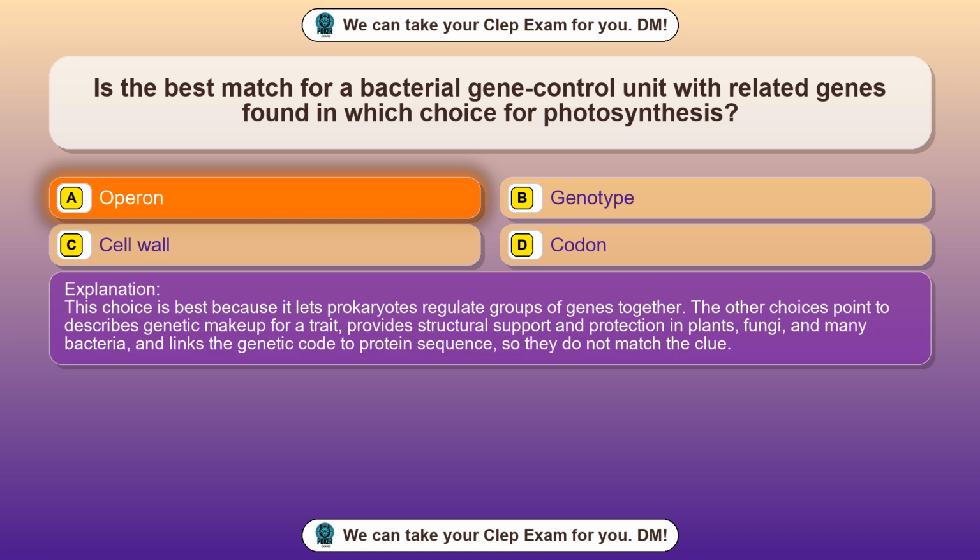This choice is best because it lets prokaryotes regulate groups of genes together. The other choices point to describes genetic makeup for a trait, provides structural support and protection in plants, fungi, and many bacteria, and links the genetic code to protein sequence, so they do not match the clue.